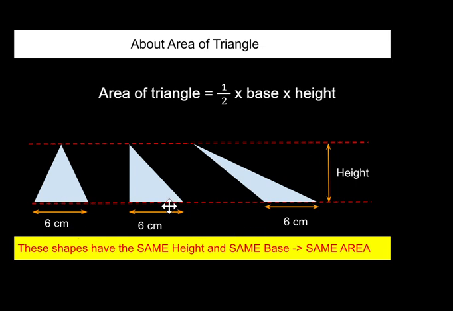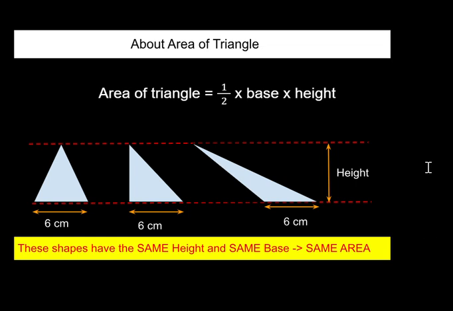For example, if you look at these three shapes, these shapes have the same height, which is here, and the same base, which is 6 centimeter each. The area of these three figures is exactly the same. The reason is that half base times height: the height is the same height, the base is the same base. So regardless of how they look like, as long as the height and the base is the same, the area of these three triangles is always the same.